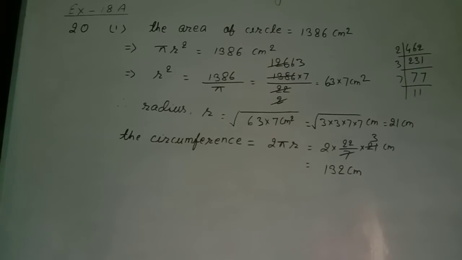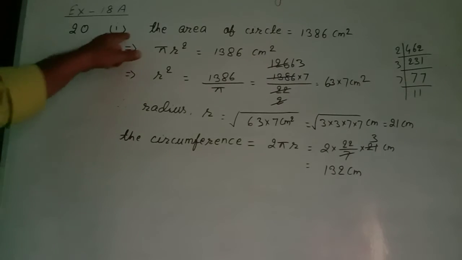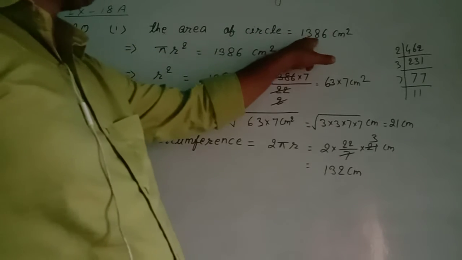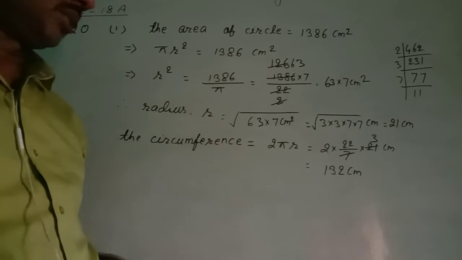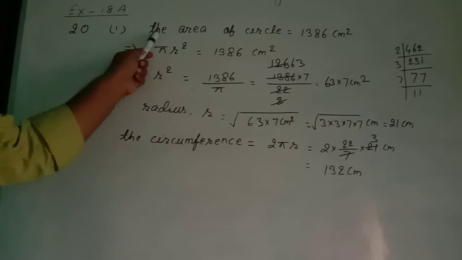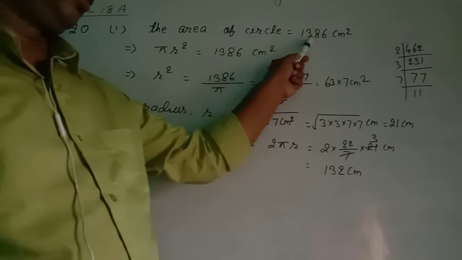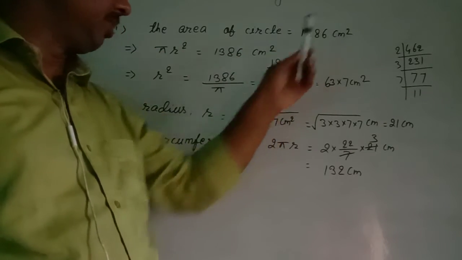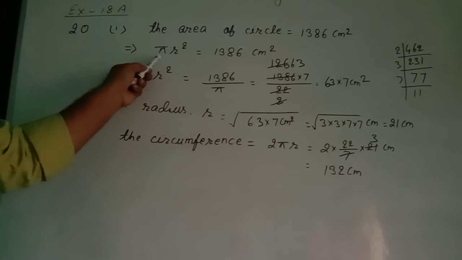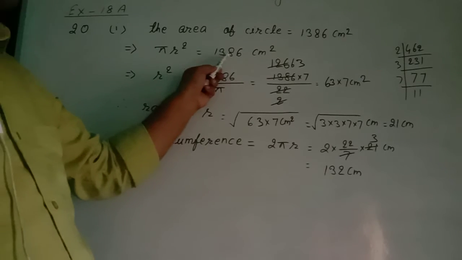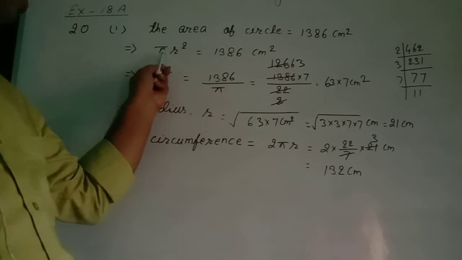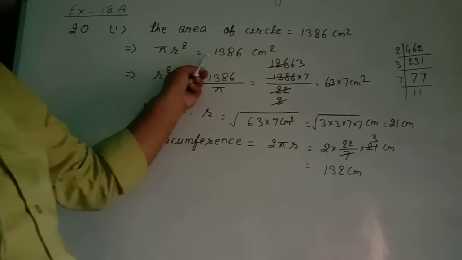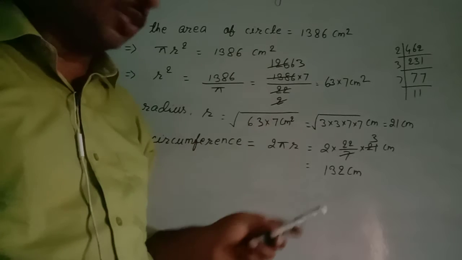In question number 20, Roman number 1, the area of the circle is given, 1386 centimeter square. We are asked to find radius and the circumference. So for that I wrote here the area of the circle equal to 1386 centimeter square. Pi r square equal to 1386 centimeter square. This is the formula of the area of the circle, so I wrote it here.